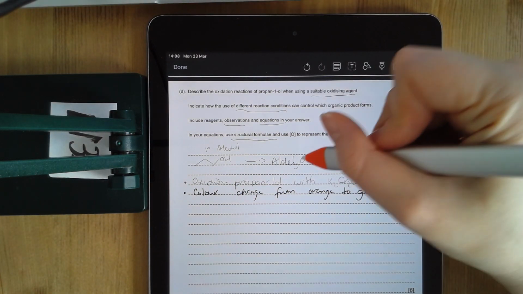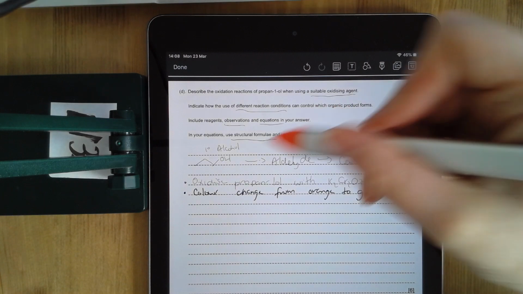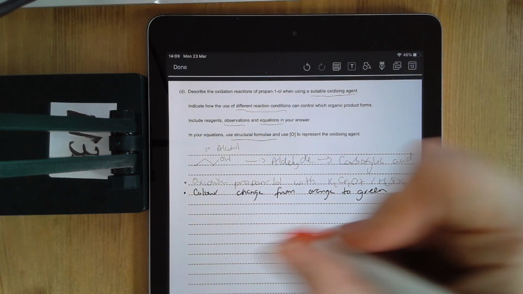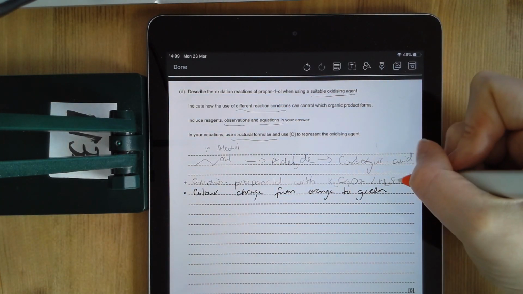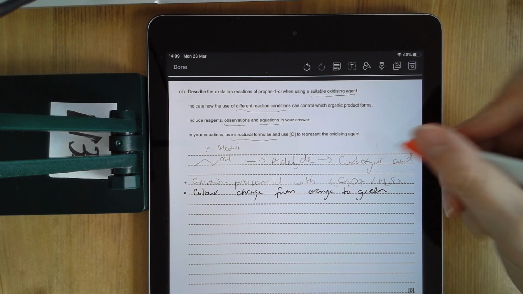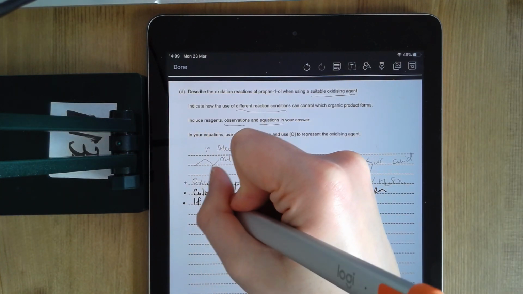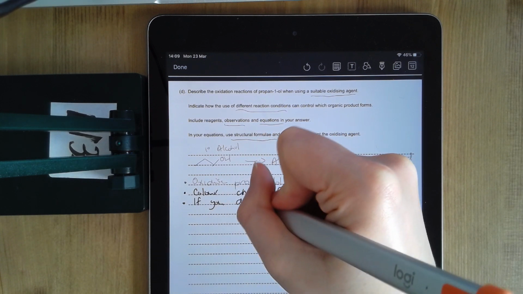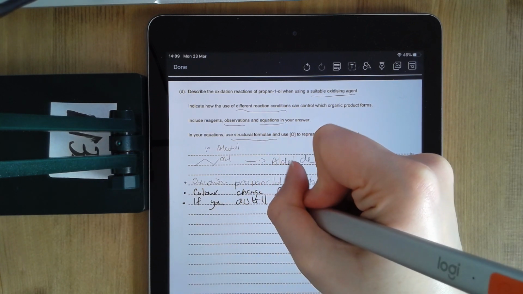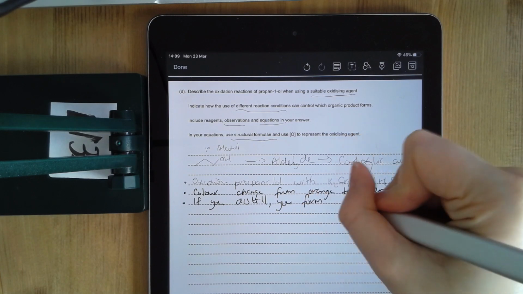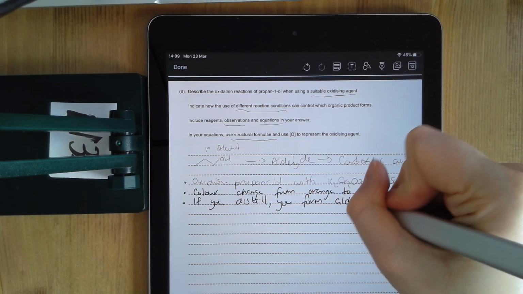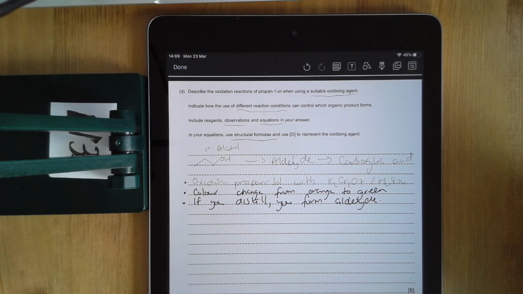How do we control if it's going to the aldehyde or to the carboxylic acid? They are the reaction conditions that they're talking about. So oxidized propan-1-ol with acidified potassium dichromate, you get a color change from orange to green. If you distill, you form the aldehyde. And I'm going to write an equation for that reaction.